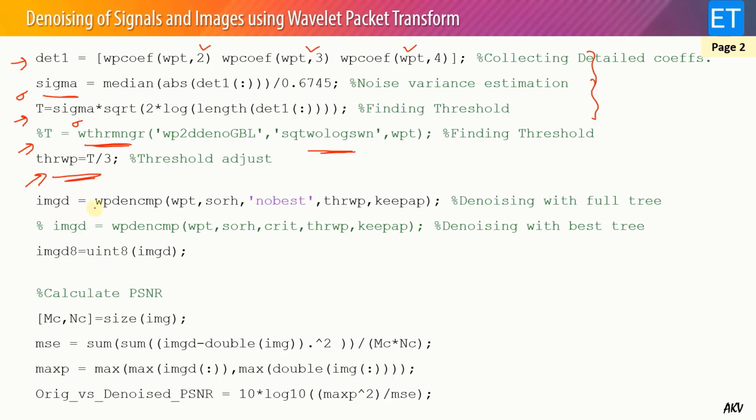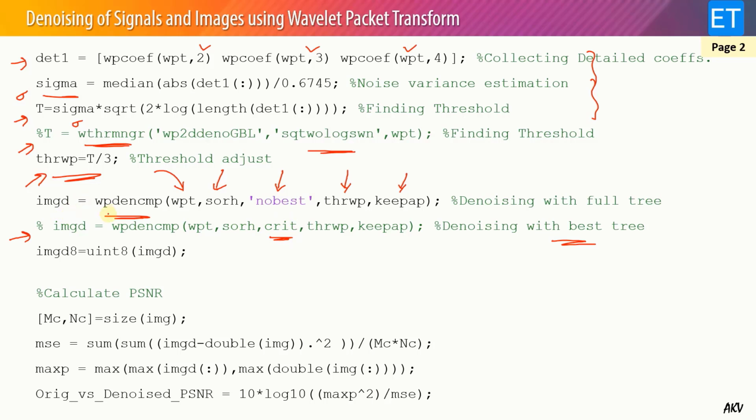Okay. And now I am using this WP-DNCMP function for denoising. So here I am passing this decomposition tree, soft thresholding, and first I am choosing the no best. No best means I am not choosing any best tree for filtering, so the full decomposition tree will be utilized. This is the threshold value, and the keep approximation, I mean your approximation coefficients will not be thresholded. And if you execute the second line, then denoising will be done with the best tree. So here I have given the entropy criterion, that is a Shannon entropy criterion.